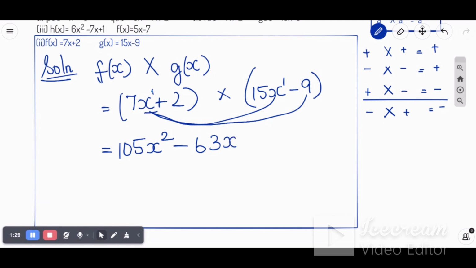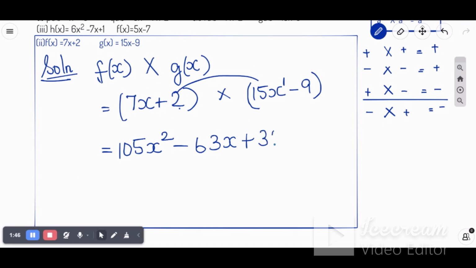Next, this 7x is fully done. We are going to move to this plus 2. With this plus 2 also, you have to multiply with the first term. Here both signs are positive, so put a positive sign, and 2 times 15 is 30, and put your base x. x power 1 is the same as x. Now you have to do your plus 2 with your minus 9. Here positive and negative means put the negative symbol. Different signs means put the negative symbol. So 9 2s are 18.